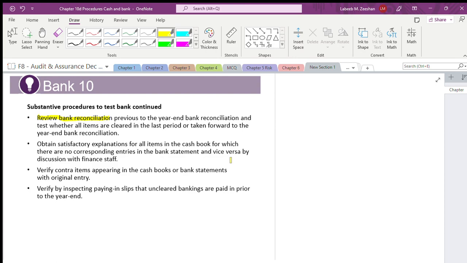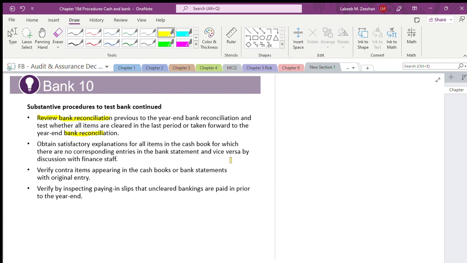Is it right? And take it forward to the year-end bank reconciliation. Fine. Means you have to review it. Last year you have to review. Last year we have done. In spite of that, we have to review last year's final bank reconciliation, and you have to work out the current year reconciliation. Current year reconciliation is important, but last year's reconciliation gives you an idea. That's all. Nothing more, nothing less.